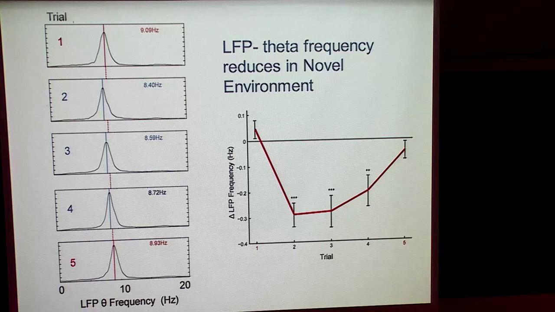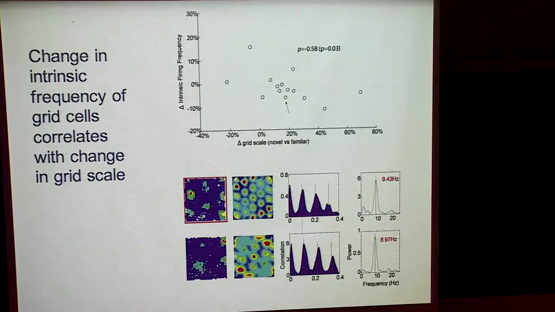We usually subsample the data to equate the running speed. It's an obvious thing you have to worry about, and certainly when you put the animal into a new environment, there are differences. But we always take that into account. And this occurs in the cells as well. So you can look at grid cells and show there's a correlation between the intrinsic firing frequency and the grid cell scale. So the relationships actually seem to hold up, at least on those.